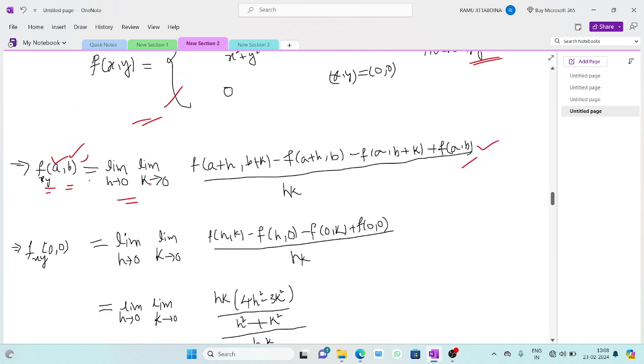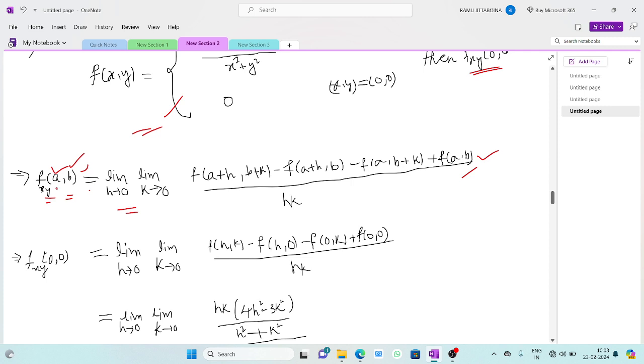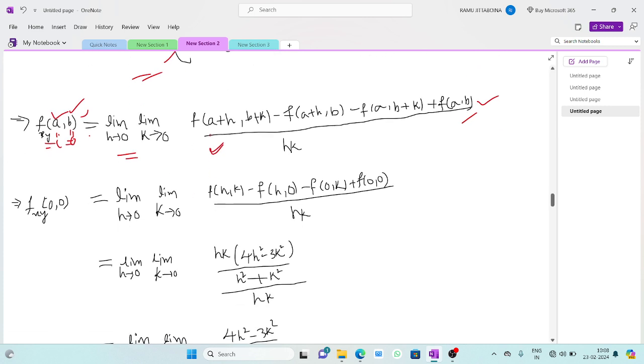So what I did, I just substituted the values a equal to 0, b also 0. If I substitute those values in this formula, a goes to 0 and b goes to 0, everything goes to 0. I will get the remaining term this way. And after that we have already the function f, so I just substitute those values in this given function.